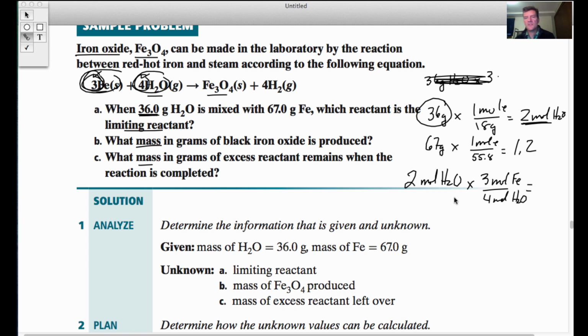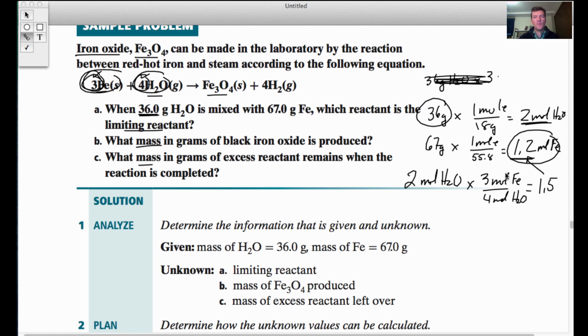So a 3:4 ratio, that's going to give me what? 3/2 or 1.5. Do I have 1.5? No, I don't. I don't have 1.5 moles of the Fe. So Fe is my limiting reactant. Okay? I only have 1.2. As soon as that 1.2 is gone, then the reaction stops.